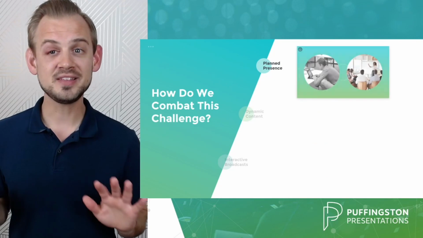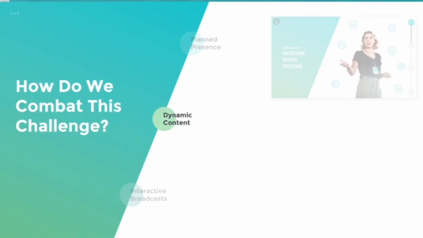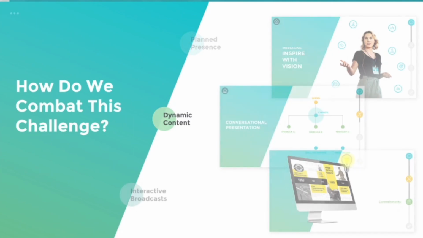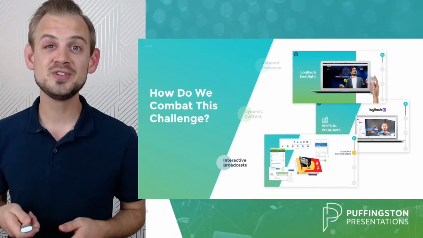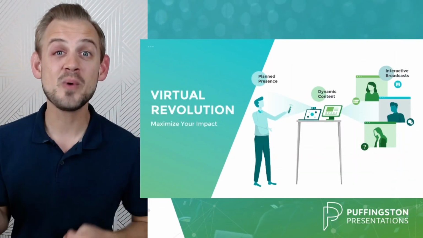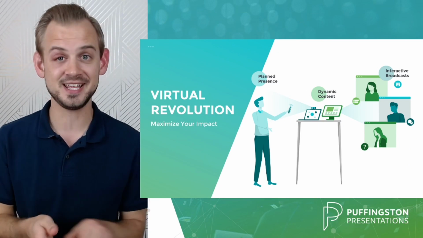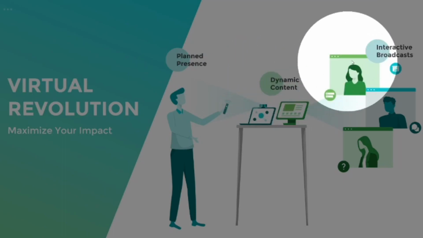And I go quickly through, in this case, section one is planned presence, section two is dynamic content, section three is interactive broadcasts. So I give them a quick preview of each of those three sections, and this is where I launch the poll. And once they weigh in and vote which one they're most interested in, I can actually select any one of these sections and go into it.